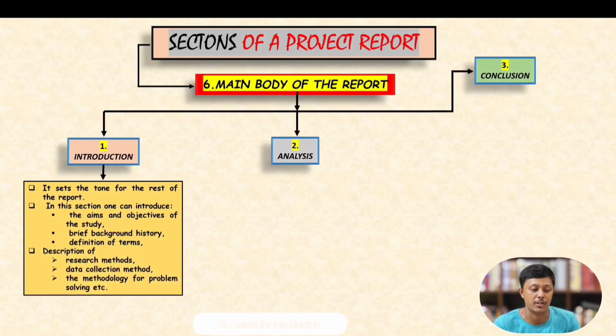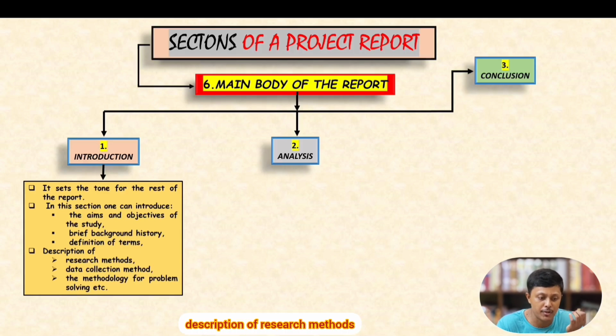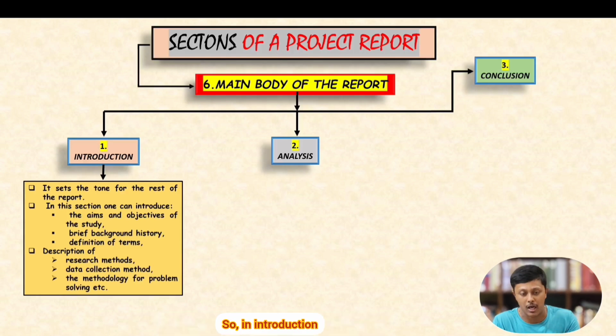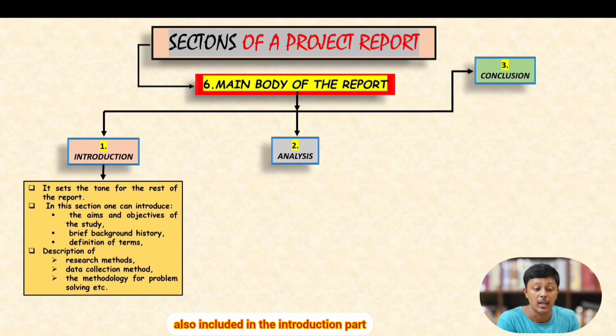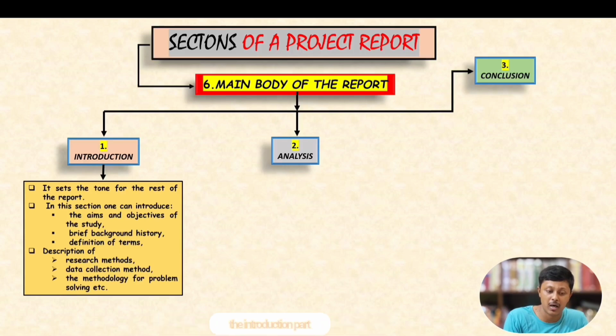So, here is the introduction. It sets the tone for the rest of the report. In this section, one can introduce the aims and objectives of the study, brief background history, definition of terms, description of research methods, data collection method, the methodology for problem solving, etc. So, in introduction, you have the aims and objectives of the study, brief background history, definition of terms. See here, the research methods are also included in the introduction part. Data collection method is also included in the introduction part, and the methodology for problem solving, etc. Like this.